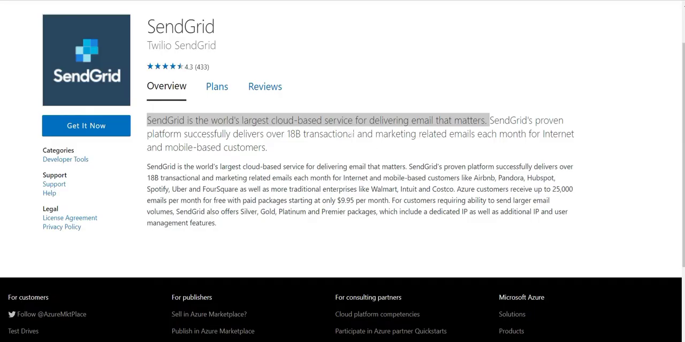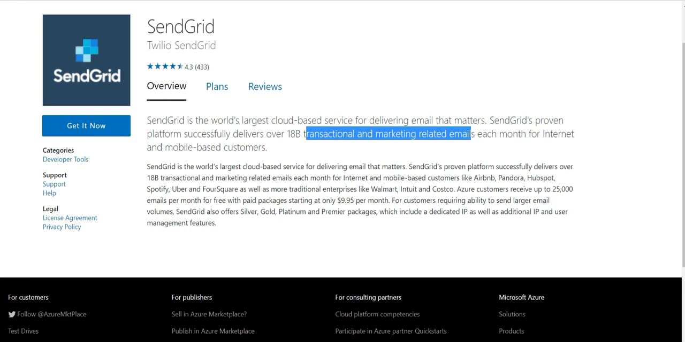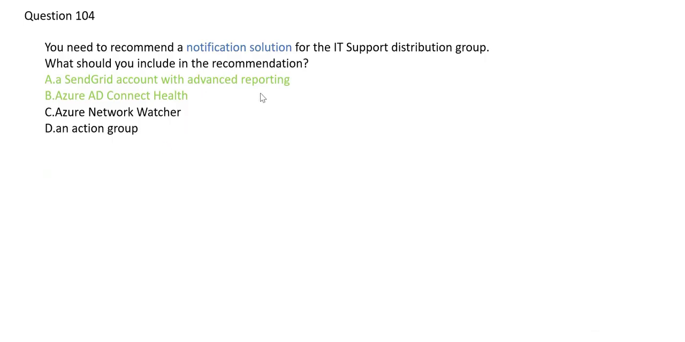SendGrid is a cloud-based service for delivering emails that matter. Primarily this is used for, for example, transactional and marketing related emails. In our case, we have to send emails related to alerts. We don't want to send marketing emails. So most likely the answer is AD Connect Health.